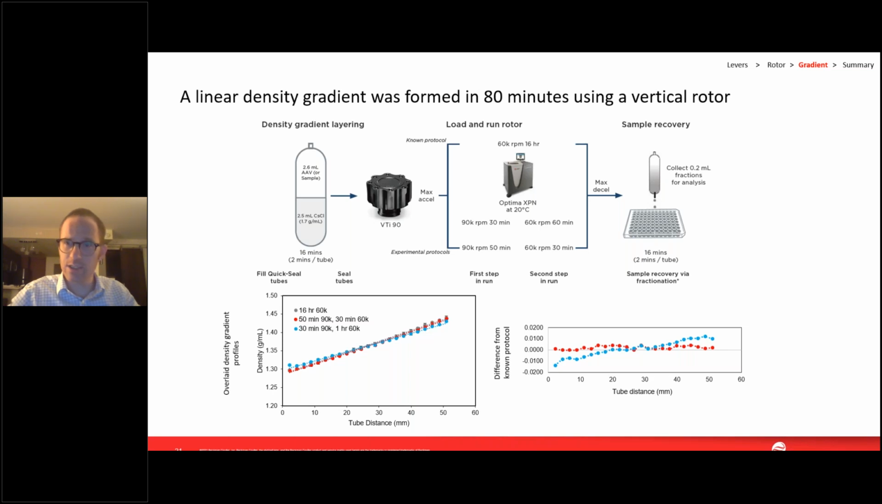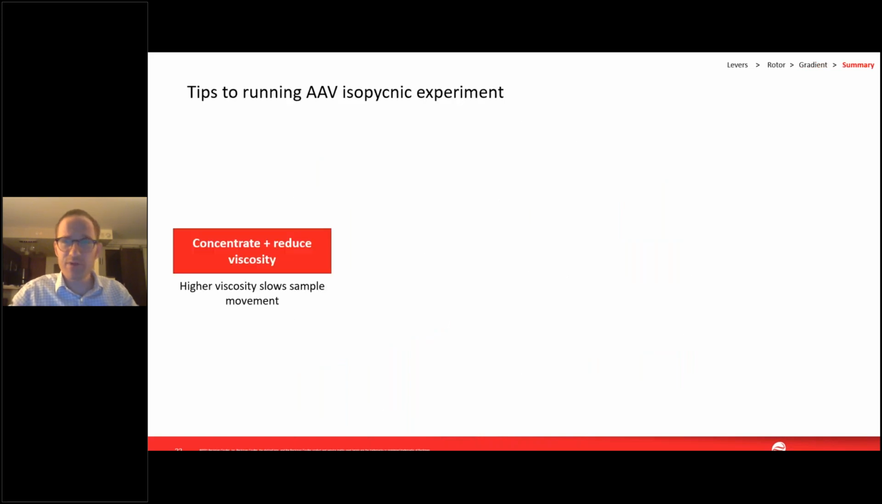But the point is that you can achieve the same exact density gradient profile in significantly less time. I think that's terrifically exciting, and I just think that's really cool. So there we are. Use the multi-speed parameters that are available to you in many different centrifuges, such as the Optima XPN. So let's put this all together.